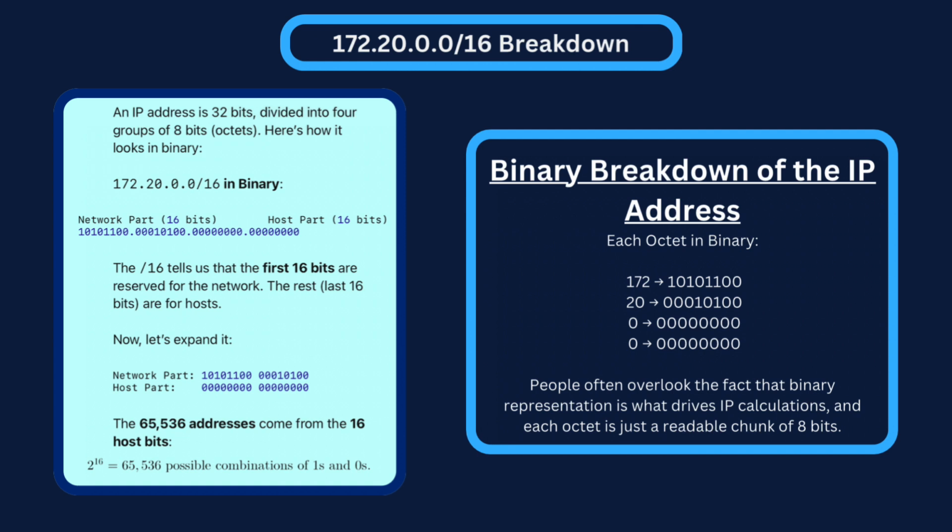65,536 addresses. Formula: 2 to the power of 16 equals 65,536 combinations of ones and zeros. Usable: subtract 2 for the network and broadcast addresses. That gives 65,534 usable IPs. People often forget these 2 reserved addresses. That's how many hosts fit in this network.